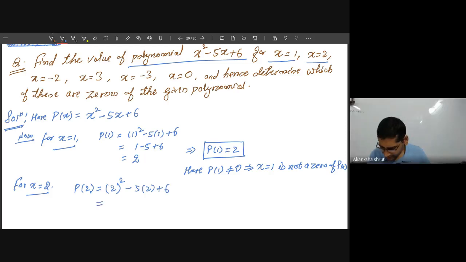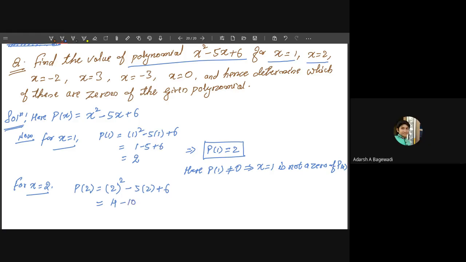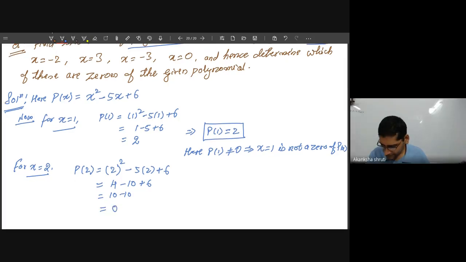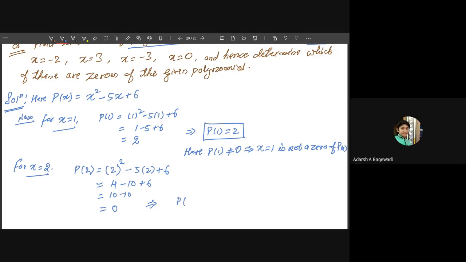Polynomial. Student, it becomes 4, and the second term is minus 10. Adding 10 plus 4 is 14... minus 10 plus 6, 4 minus... adding 10 and... equal to 0. Minus 6 plus 6 is equal to 0. What is coming as 0? Yes, good. So student, what we are getting? 0. P of 2 is 0, so 2 is a zero of the polynomial.